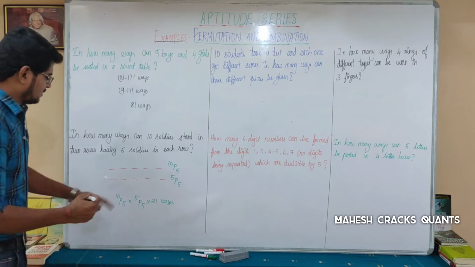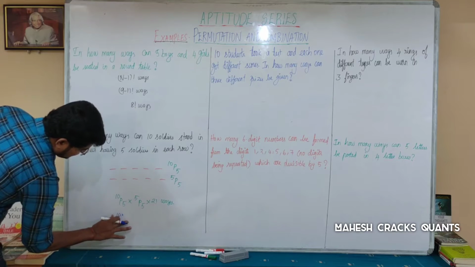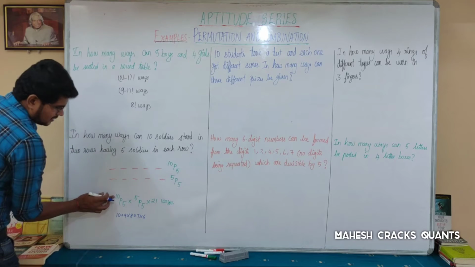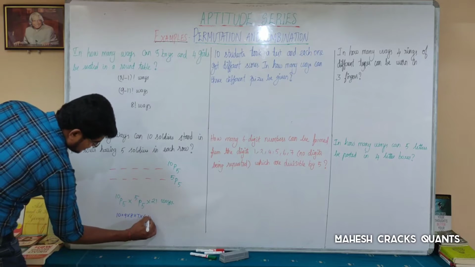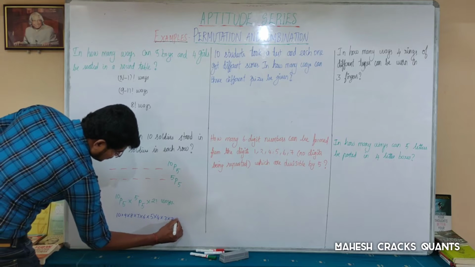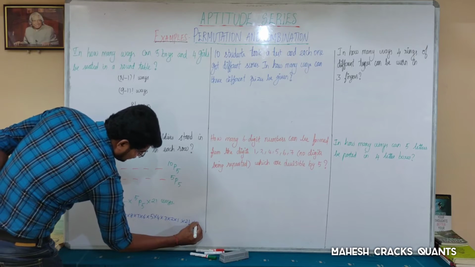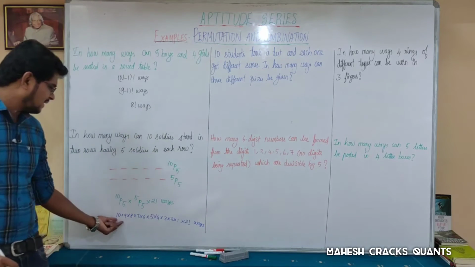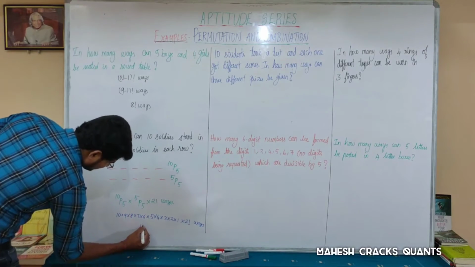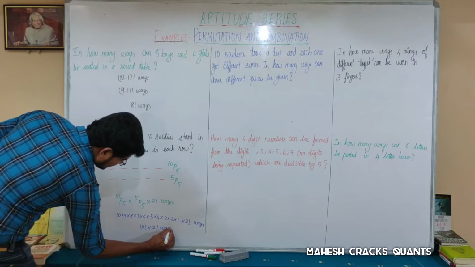First, we will take this: 10P5 is 10 into 9 into 8 into 7 into 6, because 10 should be reduced 5 times. And then next, 5P5 is 5 into 4 into 3 into 2 into 1, because 5 should be reduced 5 times, and then 2 factorial. So look here, 10 is reduced from 10 to 1, which you can take as 10 factorial. So 10 factorial into 2 factorial ways.